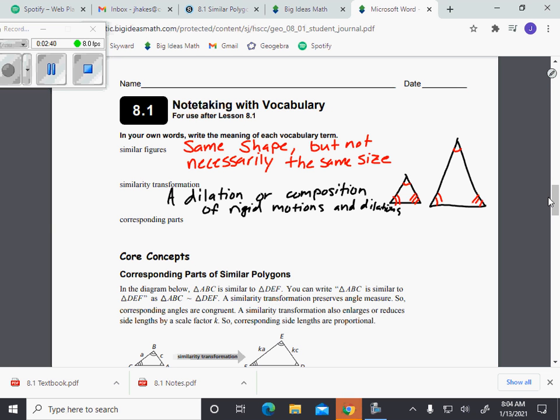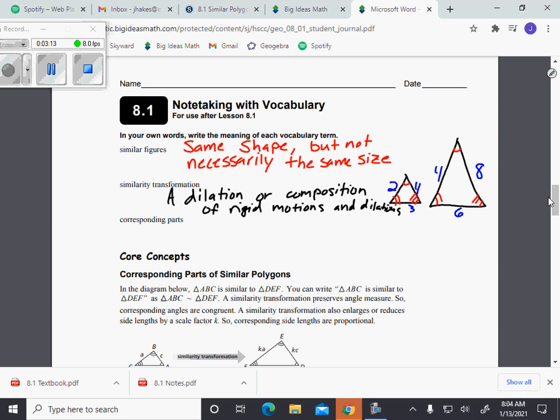Dilation means it's either getting bigger or smaller, and it's getting bigger or smaller by a scale factor. Remember scale factor k? Let's say this side is 2 and this side is 4. If it's 2 and then 4, its scale factor is 2 because we multiplied by 2 to get from 2 to 4. If this side was 3, we have to multiply that by 2, so this is 6. And if this side was 4, this side has to be 8. Multiplying each side by 2 gives the scale factor.